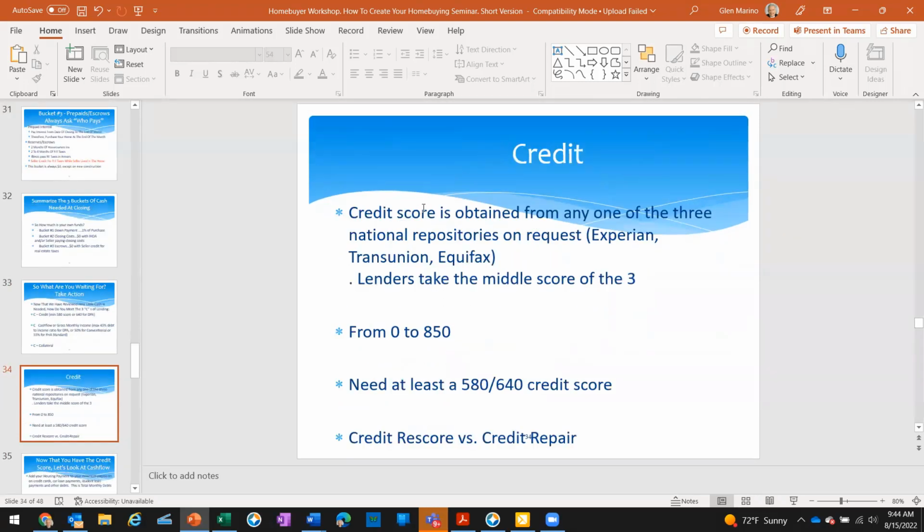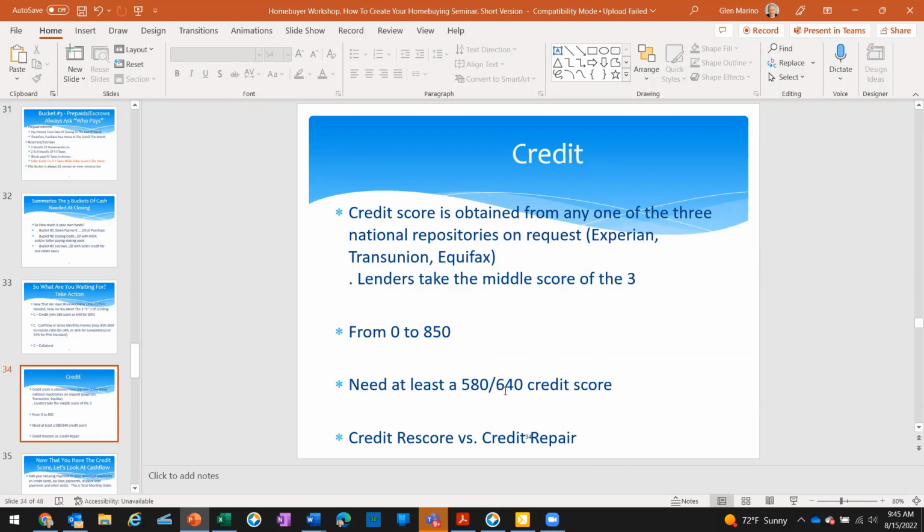Under credit, which is the first C, you can get your score from any one of the 3 national repositories: Experian, TransUnion, Equifax. Lenders take the middle score of the 3. That's your score for qualifying purposes. It can be anywhere from 0 to 850. Remember, you need at least a 580 for a standard FHA. You need a 640 if you're going to use down payment assistance up to $10,000.